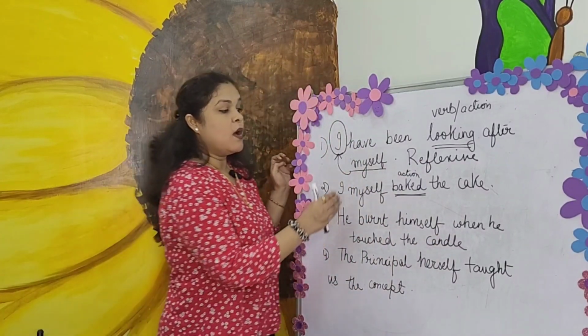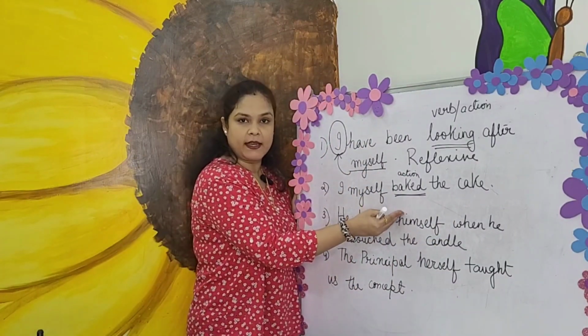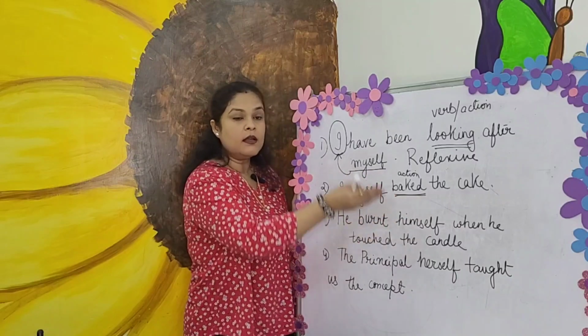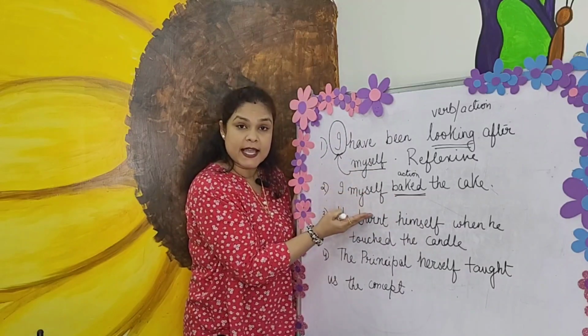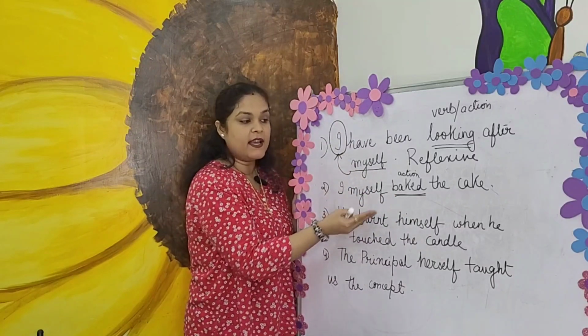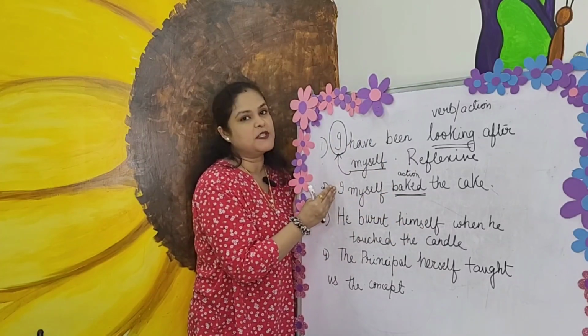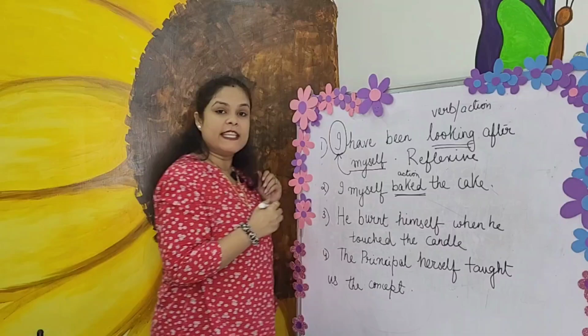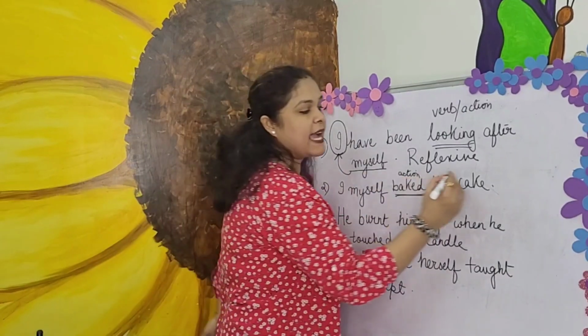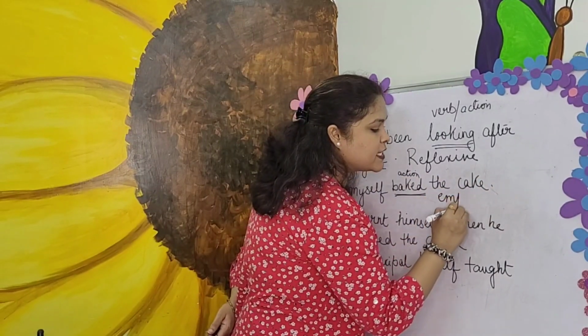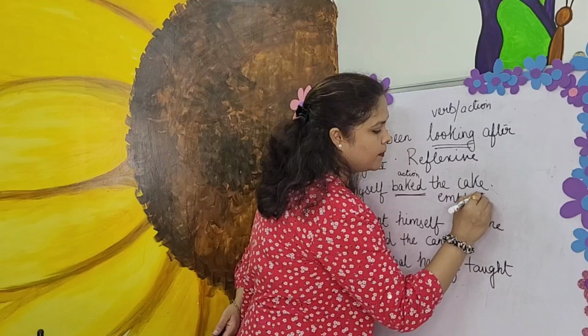Point number 3, what is the action? Baked, right? So here the pronoun myself is emphasizing the action which is being done by the subject. So correct, in this case, myself is acting as an emphatic pronoun.